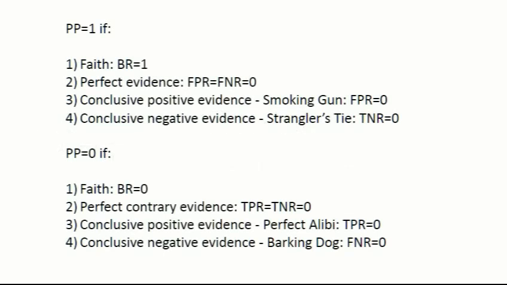To summarize, this is how we can reach the two boundaries of the probability spectrum. We can be sure that the hypothesis is true through faith, perfect evidence, conclusive positive evidence, smoking gun, or conclusive negative evidence, strangler's tie. And we can be sure that the hypothesis is false, again through faith, perfect contrary evidence, conclusive positive evidence, a perfect alibi, and conclusive negative evidence, a barking dog.